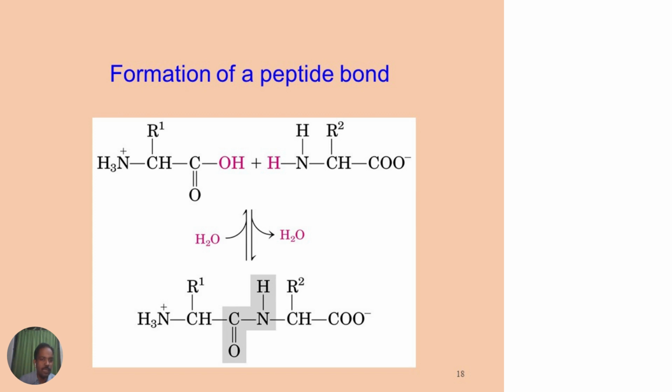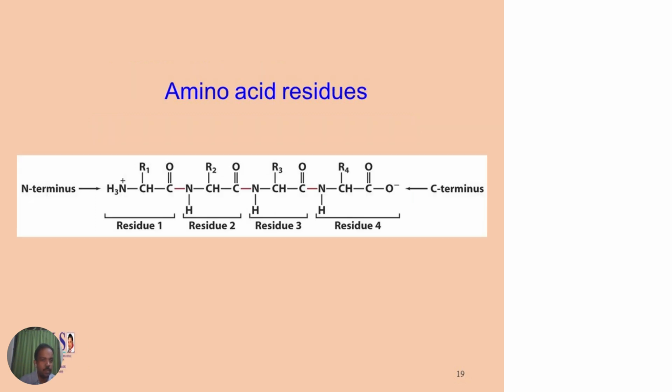So what happens is the carboxyl group and the amino group react. A water molecule gets cleaved to form the peptide bond. When you find out the amino acid residues, you have two types: the C-terminal amino acid and the N-terminal amino acid. C-terminal means they have the free carboxyl end, and the N-terminal consists of the free amino group.